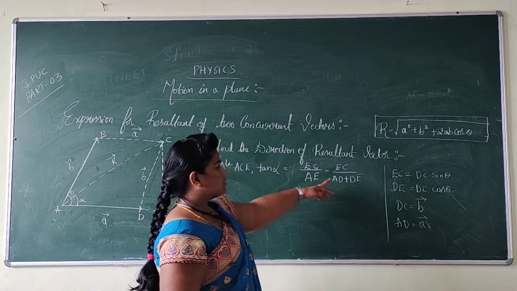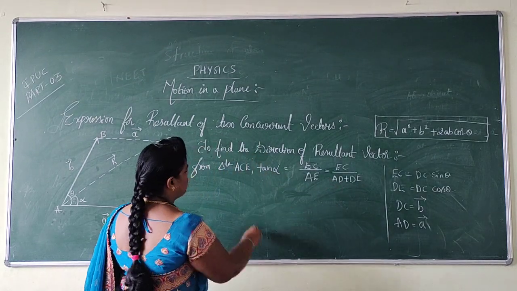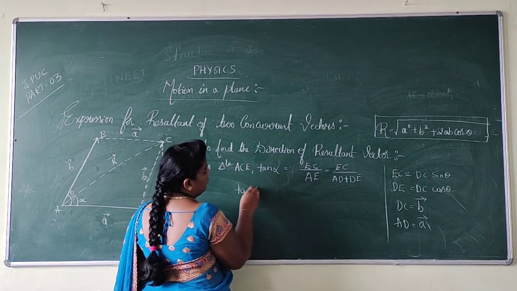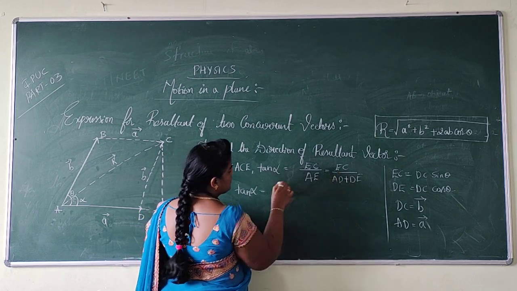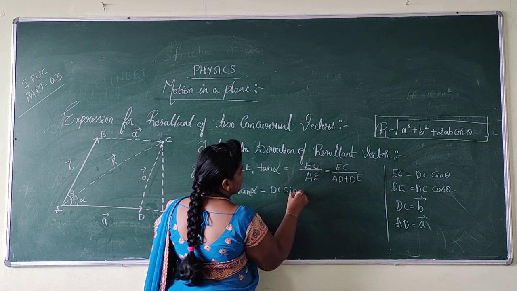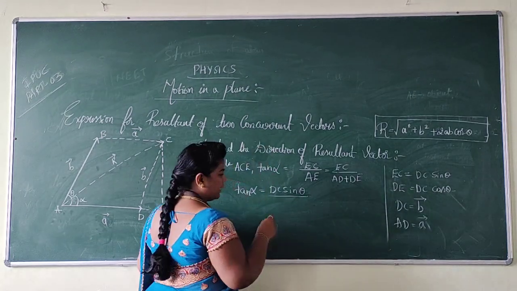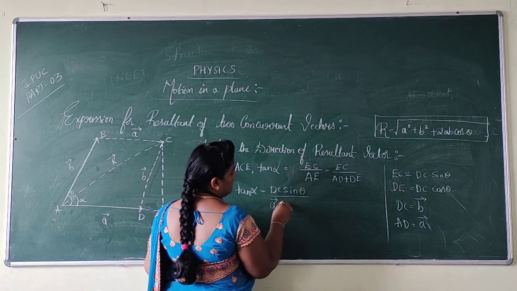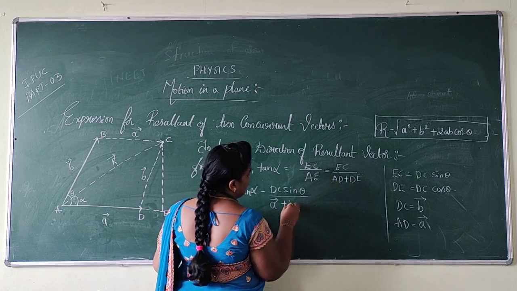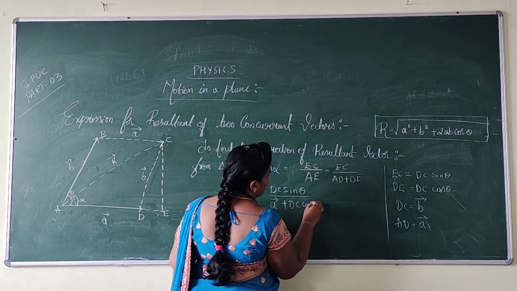Now let us substitute all those values in this equation. So tan alpha is equal to EC, which is DC sin theta, divided by what is AD? AD is vector A plus DE. Again, DE is DC cos theta.